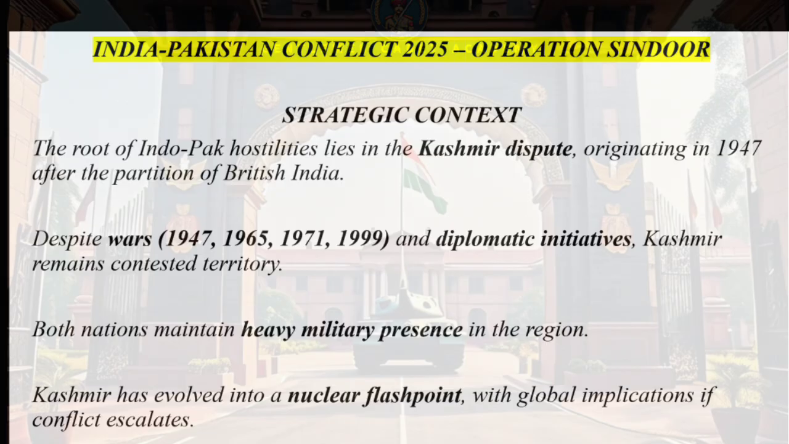Over the decades, the region has witnessed large-scale insurgencies and proxy wars sponsored by Pakistan, and with both India and Pakistan now possessing nuclear weapons, Kashmir has turned into less of a bilateral dispute and more of a global concern. The continued militarization of the Line of Control, the presence of jihadist terror networks, and the failure of peace-building measures have combined to turn Kashmir into what many call the world's most dangerous nuclear flashpoint.